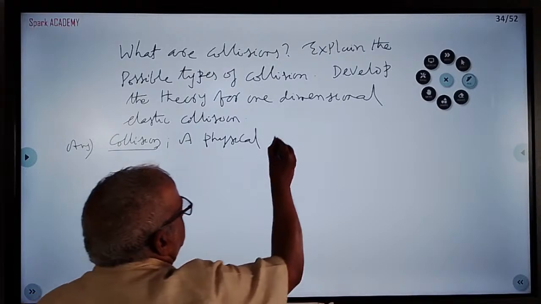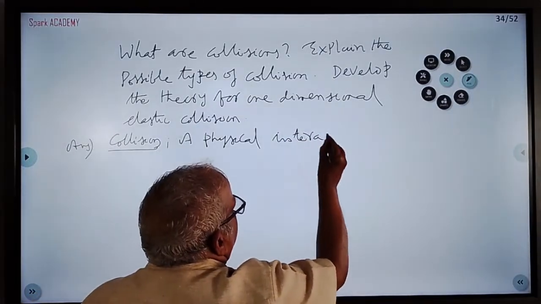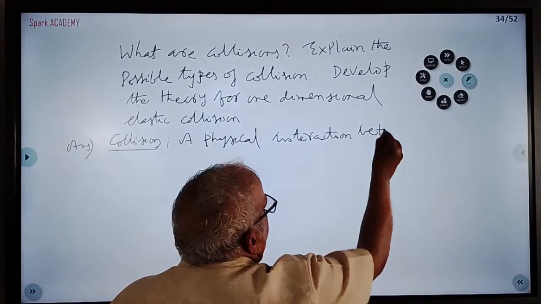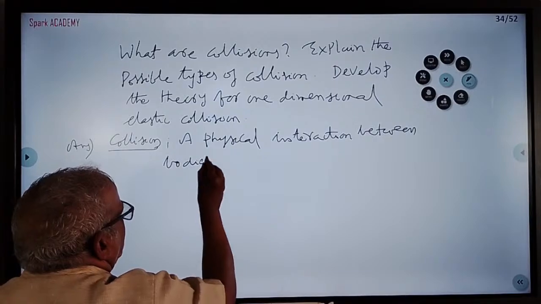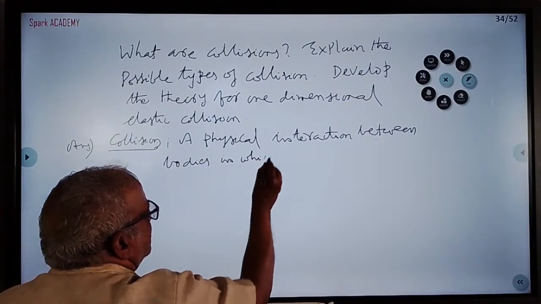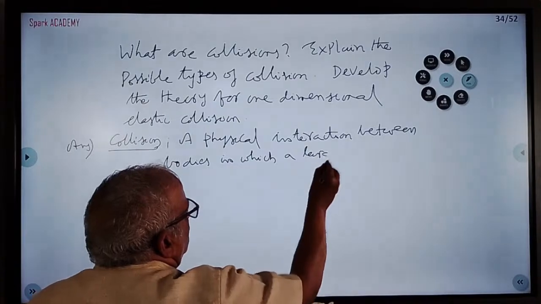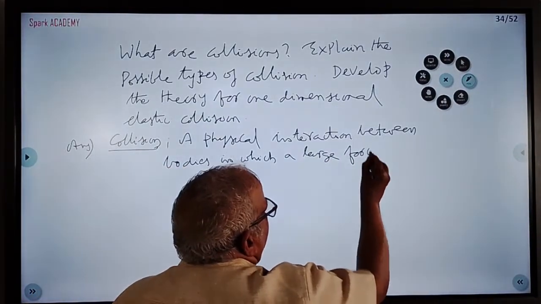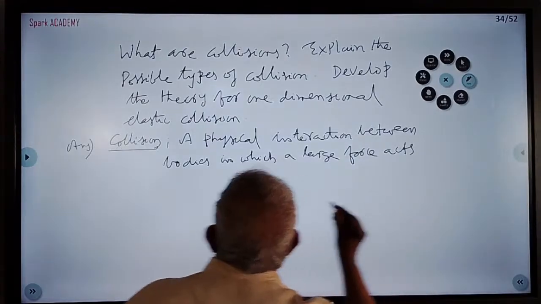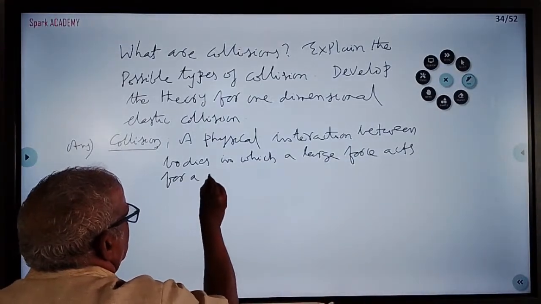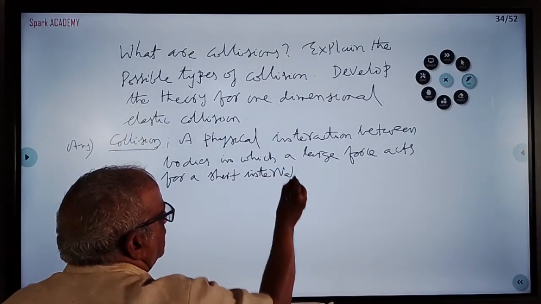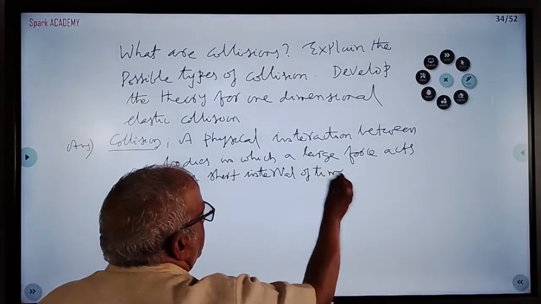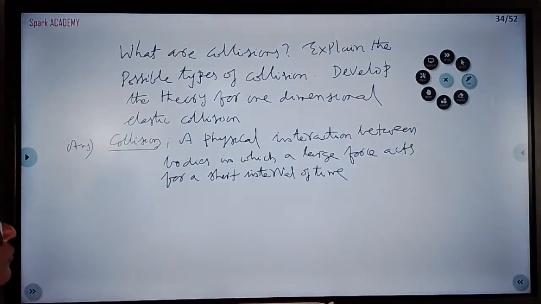A physical interaction between the bodies in which a large force acts for a short interval of time. This is called impulse. During a collision, a large force acts for a short interval of time. So what are the possible types of collisions?